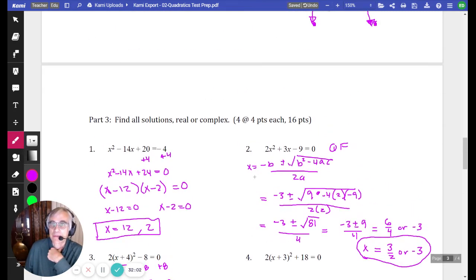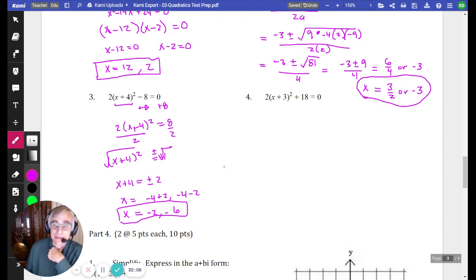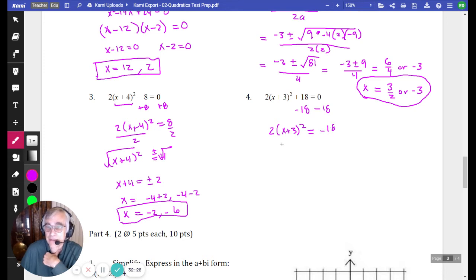Now I keep thinking, I said find all solutions real or complex. We haven't found any complex solutions yet. So maybe number 4 has got a little trick up its sleeve. The form of this one at number 4 looks just like number 3, so I think we're going to use the same technique. I'm going to subtract 18 on both sides. So we have 2 times x plus 3 squared equals negative 18. Oh, I see trouble ahead.